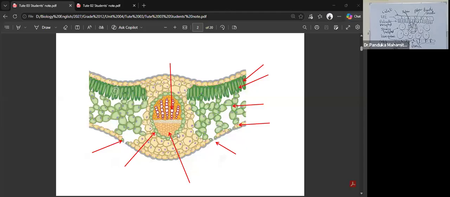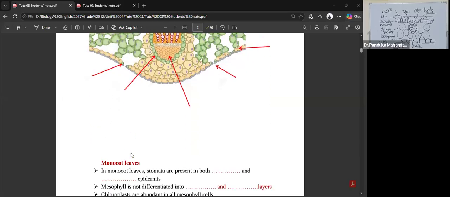I'll show you in this one also. Look at the screen that I'm sharing. This is the xylem and this is the phloem. Look at my cursor. This arrow should mark somewhere here, that is the upper epidermis. This one is the palisade mesophyll. This one is the spongy mesophyll. And this is the lower epidermis. And this is the stomata. This is phloem. And this is the bundle sheath covering the vascular bundle. And these are the guard cells, which make the stomatal opening.